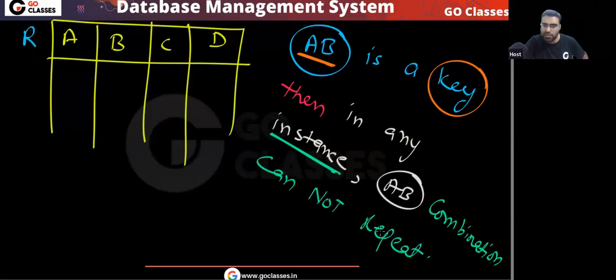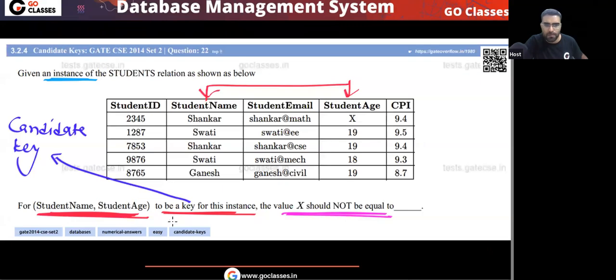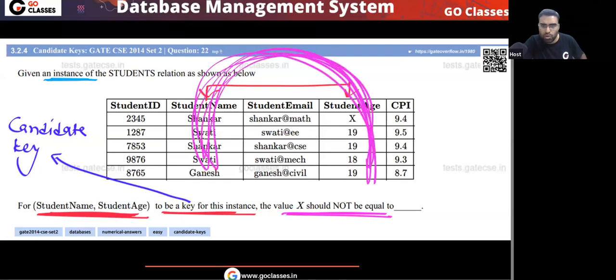Whatever instance you take, this AB combination cannot repeat. So for every two tuples, the AB combination will be different, because this cannot repeat. Now you tell me, if you want this combination to be a candidate key, then no two rows can have the same value for these two attributes. Yes or no?